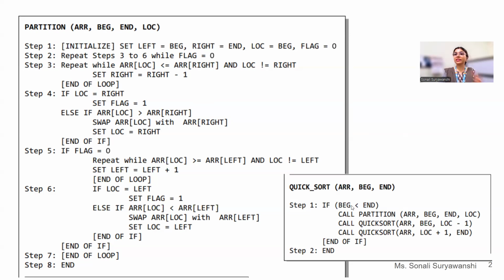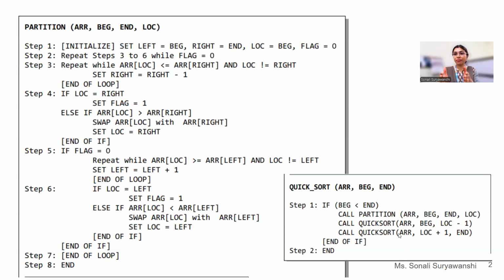Until the beginning index is lesser than the last index, we keep partitioning our algorithm with respect to the pivot element, across which all the values to the left of the pivot element will be lesser than that value, and all the values to the right of the element are greater than these values. And once we get the pivot element, we again call this function recursively by sending the array, the beginning value, and the value before the LOC. That means the left portion of the array before LOC.